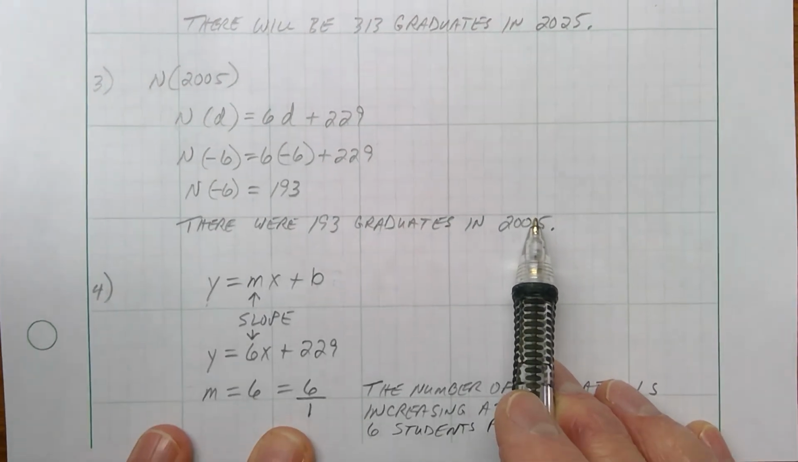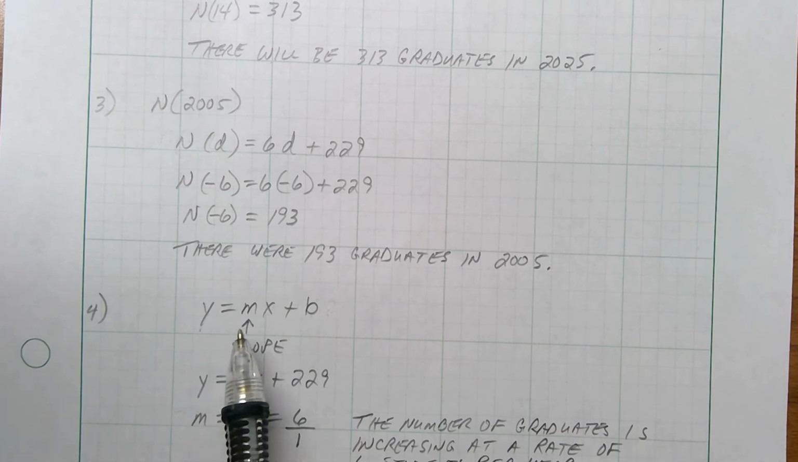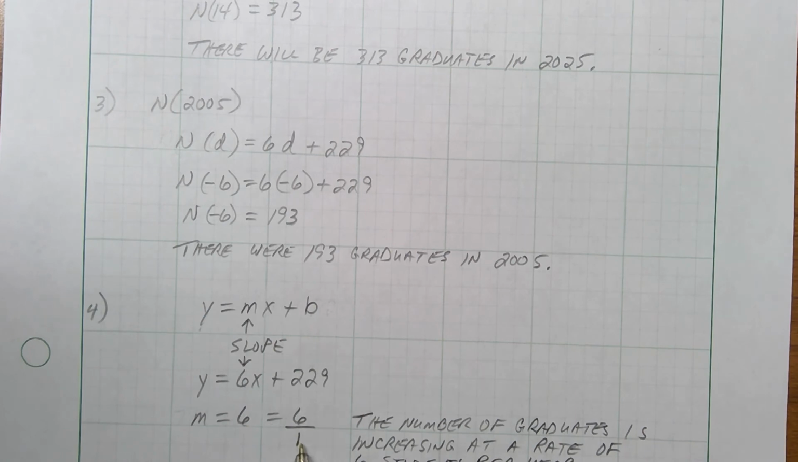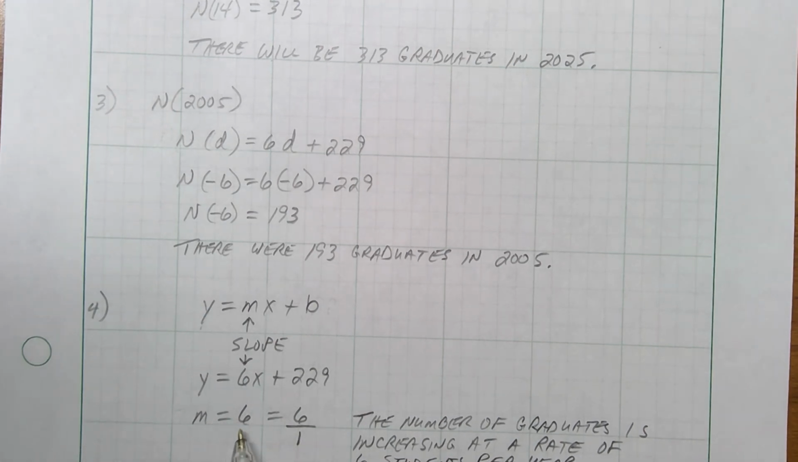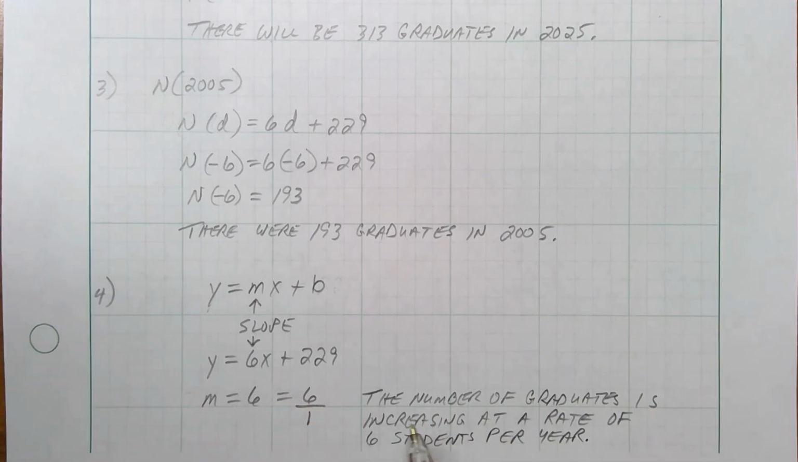Finally, what's the slope? You just have to recognize where you're at in the formula. Y equals mx plus b. Once you get your formula written, the number in front of the x is your slope. That tells you how much the population is going up, increasing, or going down, decreasing. Now our number is positive, so that means it is going up 6 graduates per year. We say the slope is 6. The number of graduates is increasing. Positive means going up, increasing at a rate of 6 students per year.